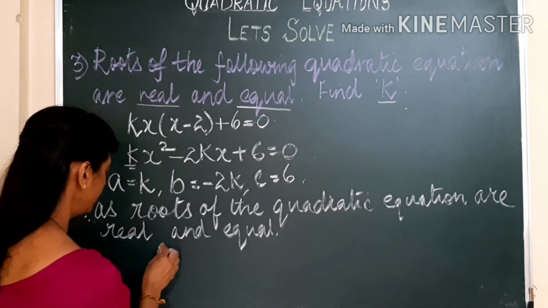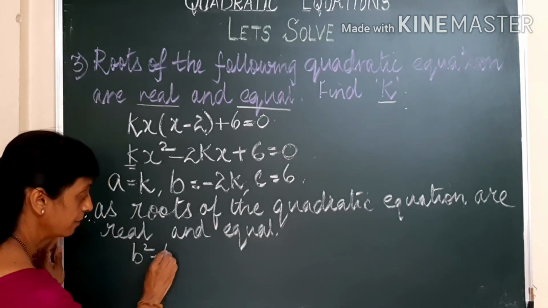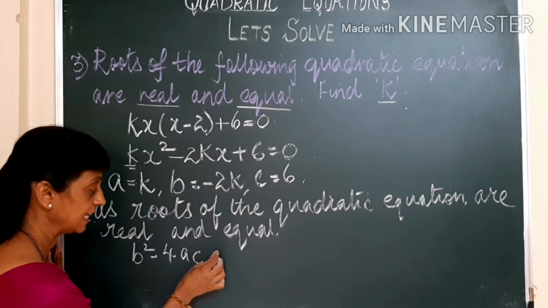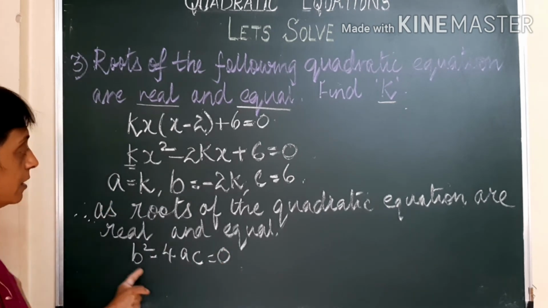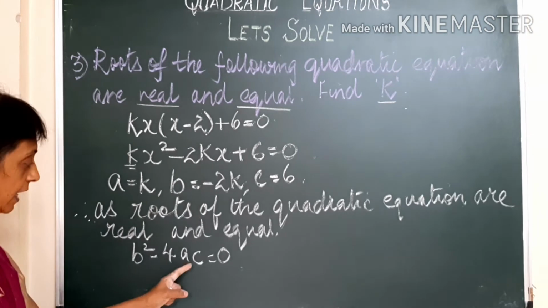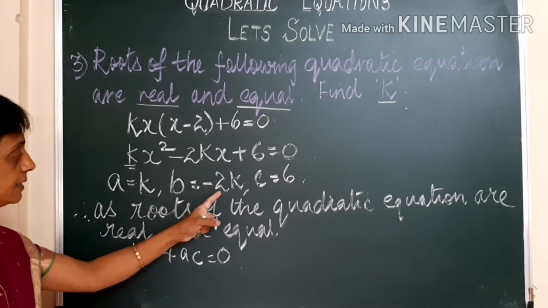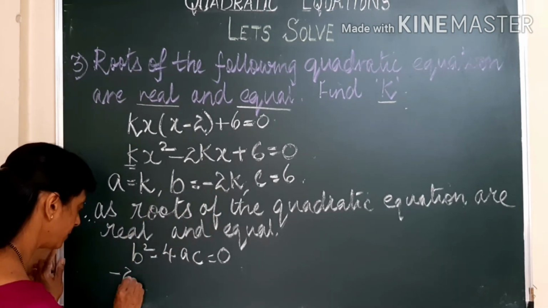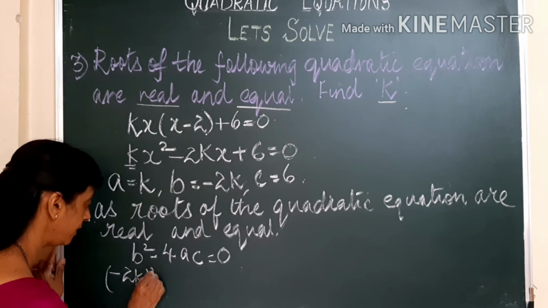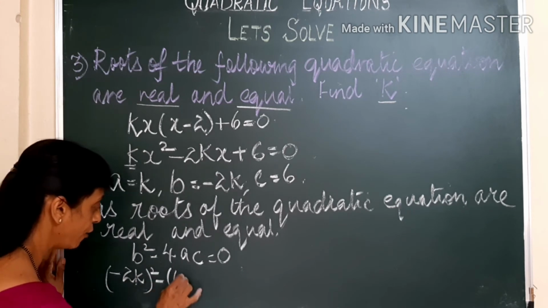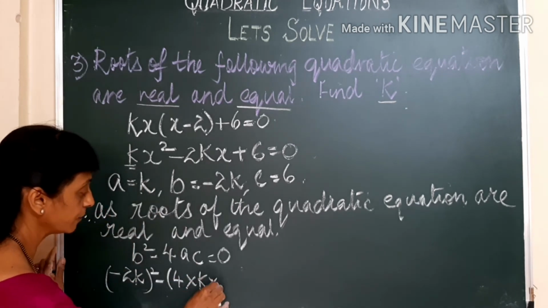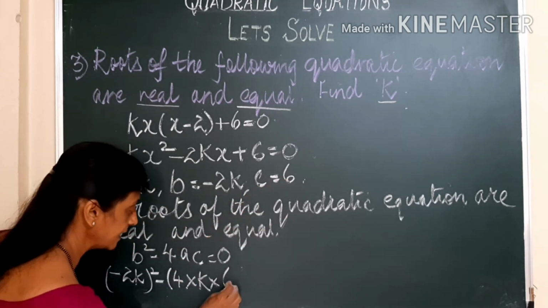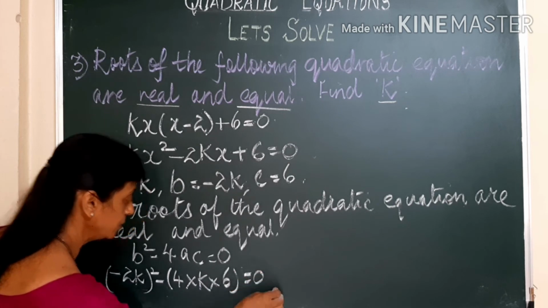What can we say, children? We can say that b square minus 4ac is equal to 0. Now let's, in the next step, substitute the values of a, b and c. b is minus 2k, so minus 2k the whole square, minus 4 into a, that is k, into c, that is 6, which is equal to 0.